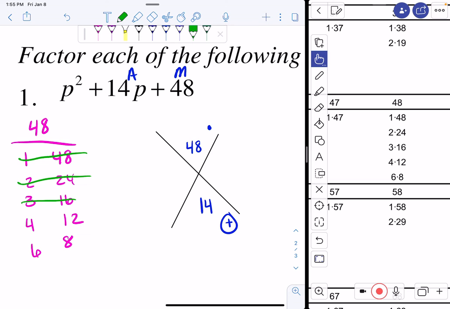Now I do my 4 and my 12. Hopefully this works. I'm getting a little tired. 4 times 12 is 48, but 4 plus 12 is 16. Not a 14, sadly. It doesn't work. Now I do my 6 and my 8. Let's hope it works. 6 times 8 is 48. 6 plus 8 is 14.